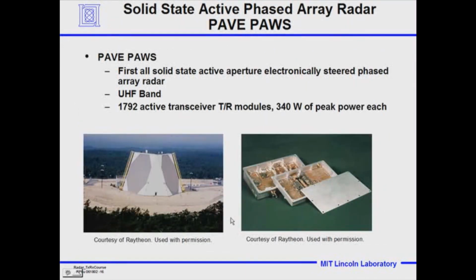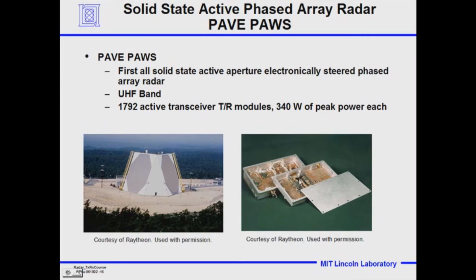Okay. The first active solid-state radar, active aperture system, is called PAVE PAWS. And this is a picture of that. It's huge, 75-foot diameter. As you remember about phased arrays from the antenna lecture, there are a whole load, 1,792 of them, active transmit-receiver modules, each one with 340 watts of peak power. There are, I think, three transistors in parallel, 3 or 4. I'm pretty sure it's 3, and they're lined up in parallel.